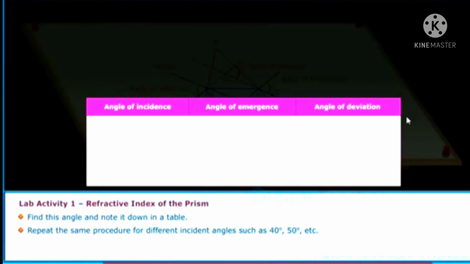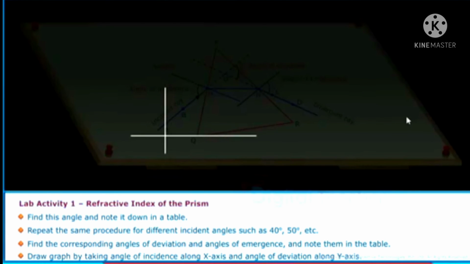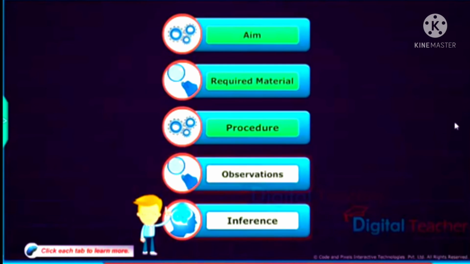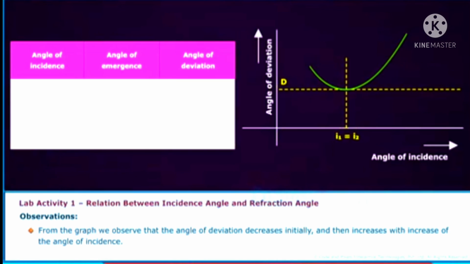Repeat the same procedure for different incident angles such as 40 degrees, 50 degrees, etc. Find the corresponding angles of deviation and angles of emergence and note them in the table. Draw graph by taking angle of incidence along x-axis and angle of deviation along y-axis. From the graph, we observe that the angle of deviation decreases initially and then increases with increase of the angle of incidence.